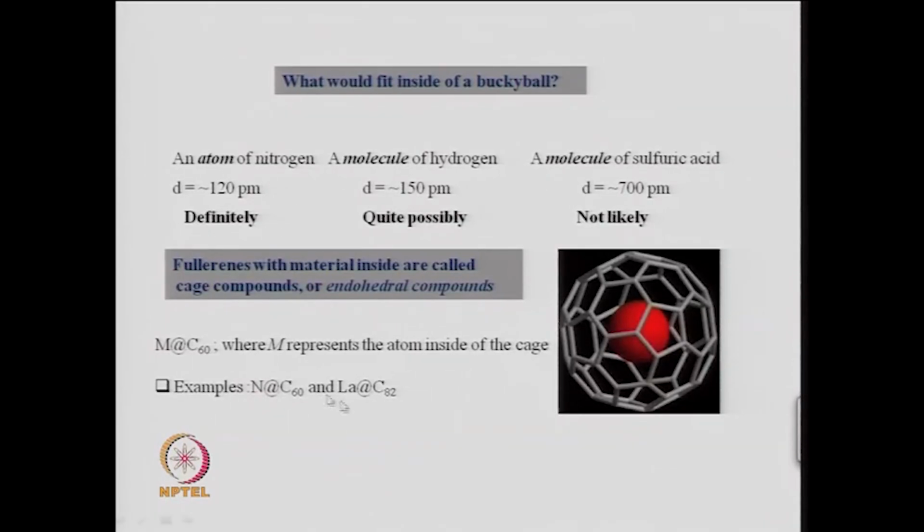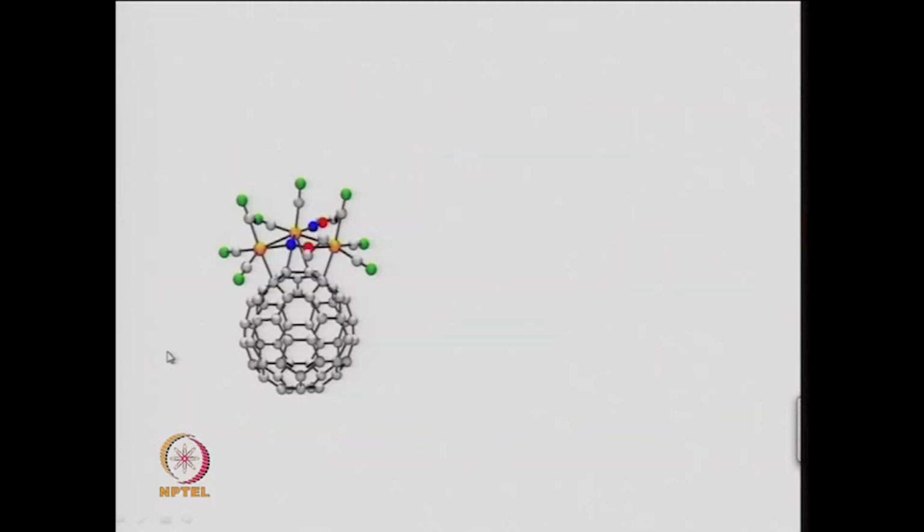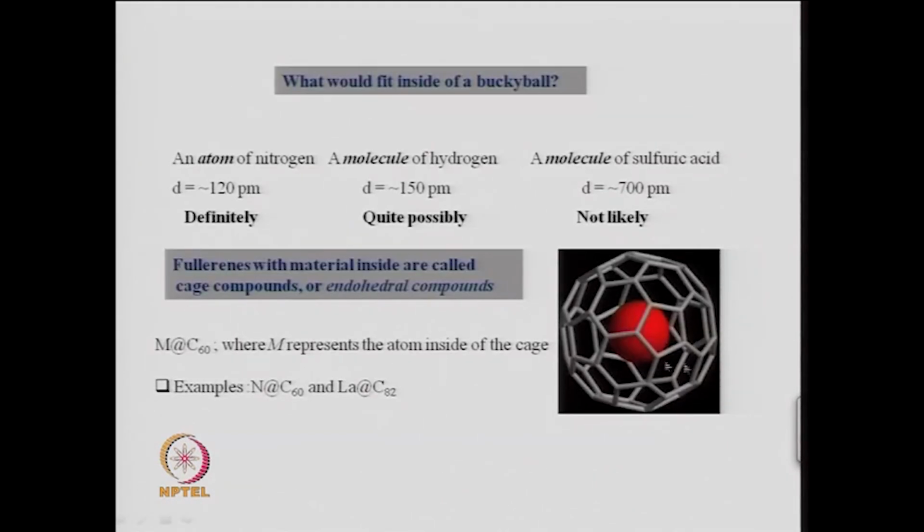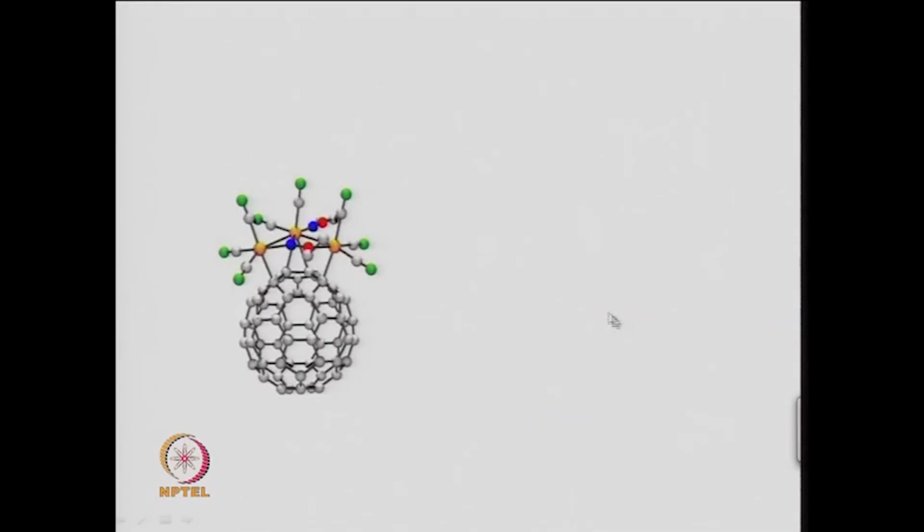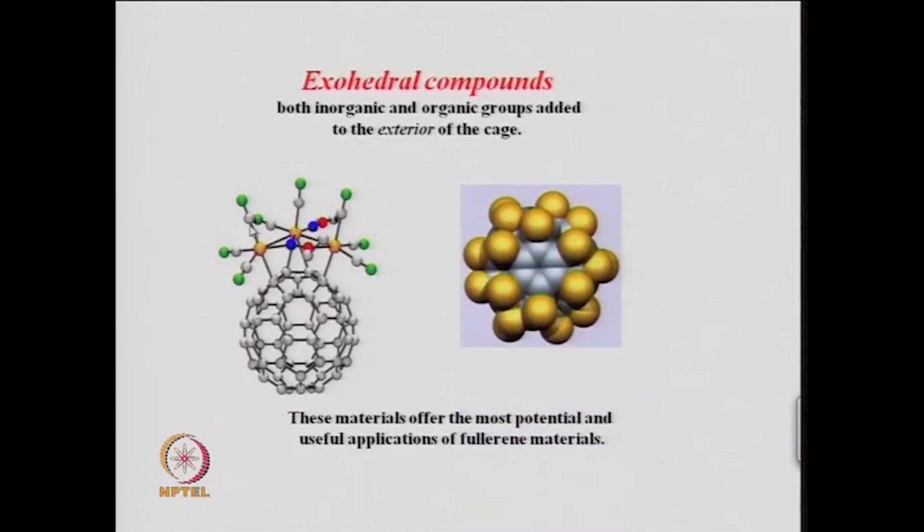So, both of them are endohedral fullerenes, because they are lying inside the cage, and the formula is M at C60, where M is inside the cage. Now, can we have exohedral? This one was endohedral, meaning inside. Can we have exohedral? Yes, we can. So, this is the C60 molecule, and you have a molecule on top of it, outside. So, this is called an exohedral compound. So, we can have endohedral compounds and we can have exohedral compounds.